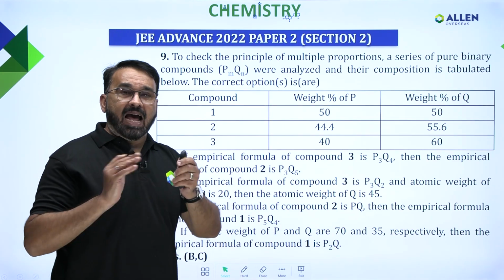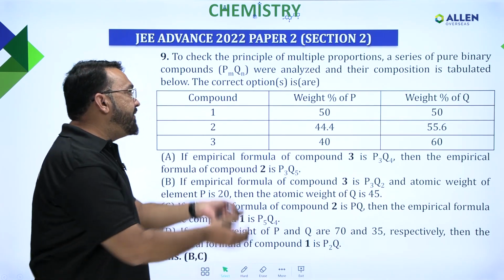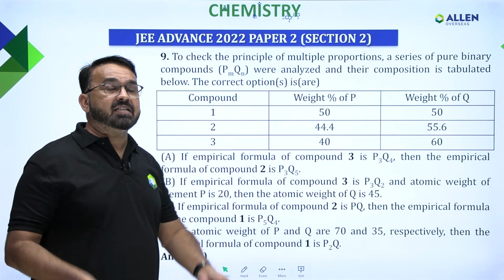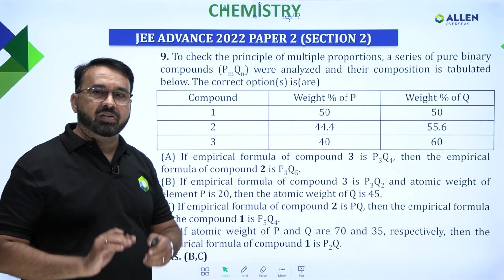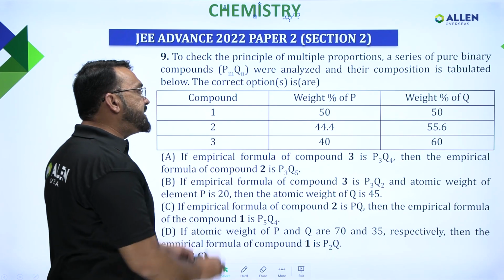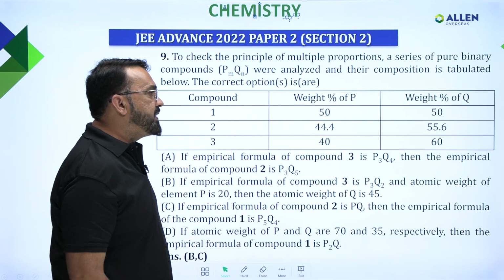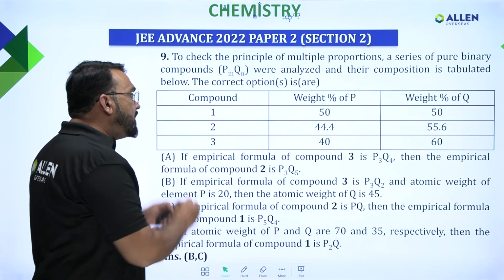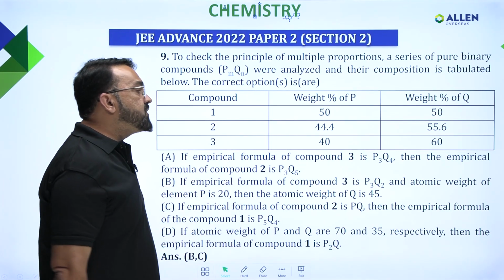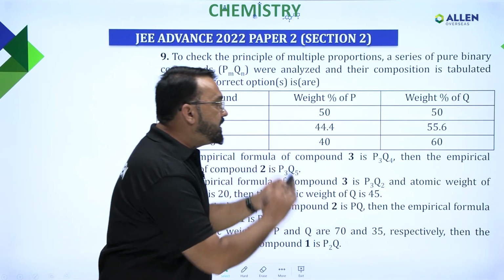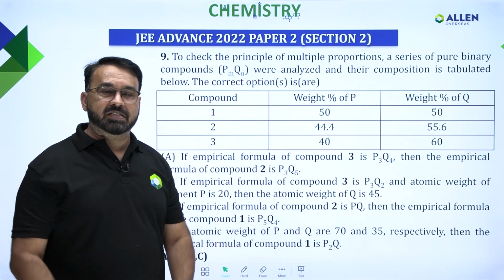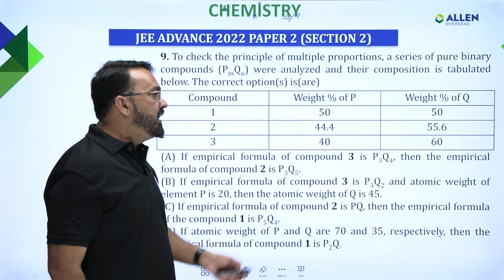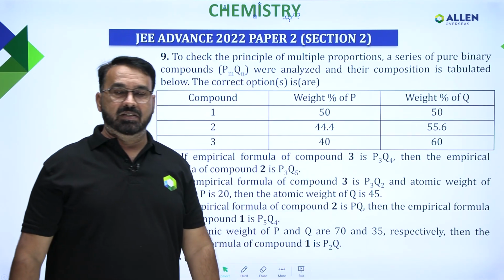Okay, the tabulation or the data is given to you in the tabular form. The correct options is or are. Now first let us understand the tabular information or data that is given to you. In compound 1 it says that the weight percent of P is 50%, the weight percent of Q is 50%. Compound 2 has weight percent of P is 44.4%, weight percent of Q is 55.6%. And in compound 3, it says the weight percent of P is 40% and weight percent of Q is 60%.